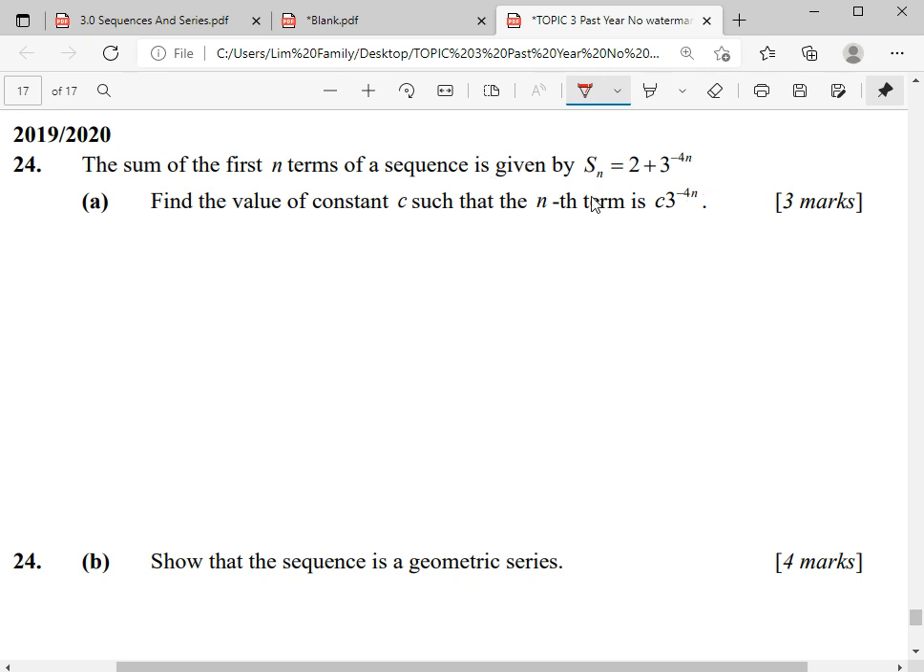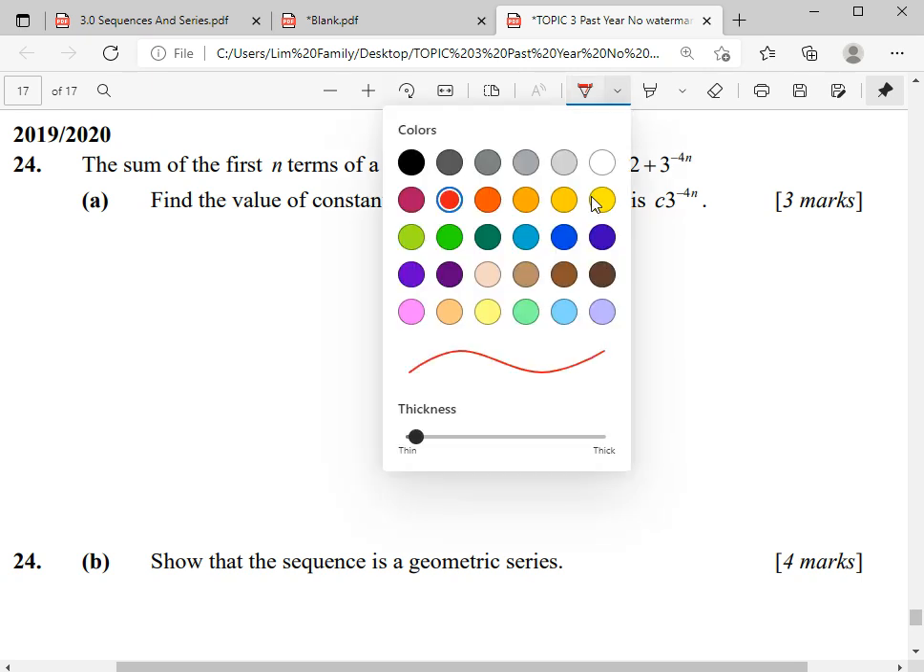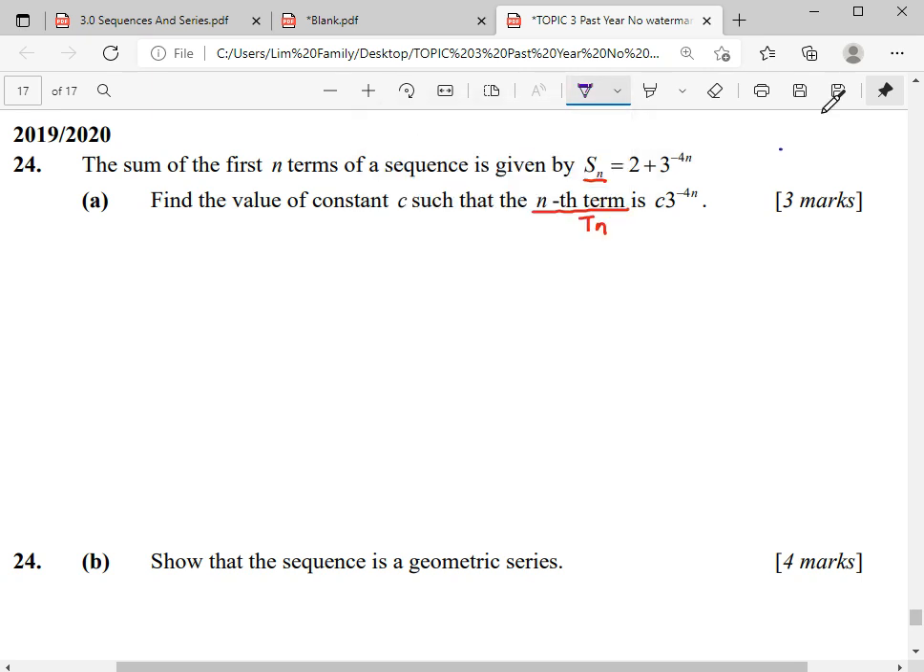This is the concept they are testing us on. We have to find the n term, Tn, by using Sn. So how will the concept be here? Okay, so we continue here. How do we find Tn using Sn?